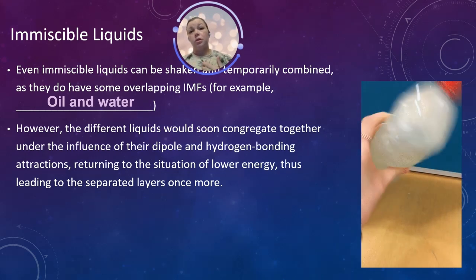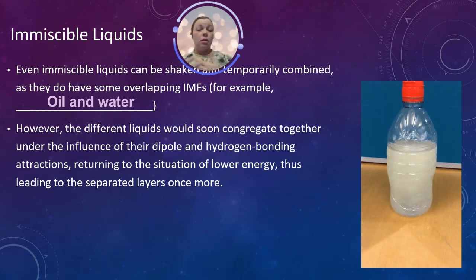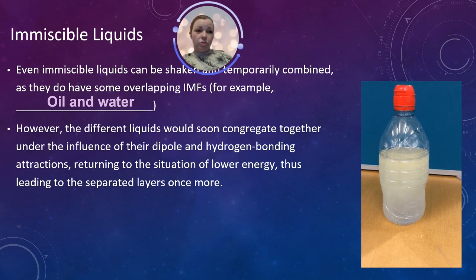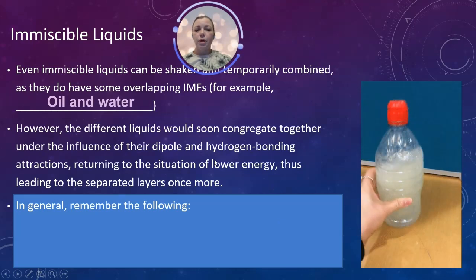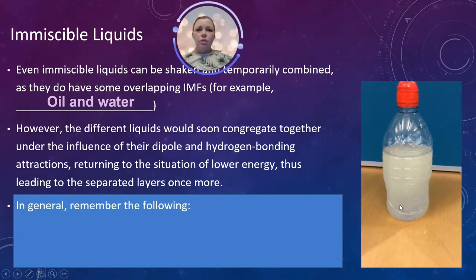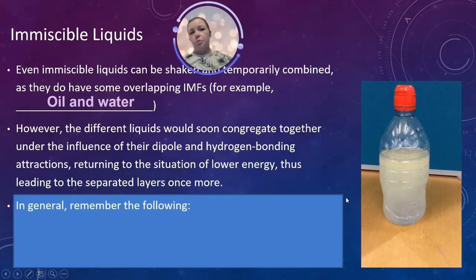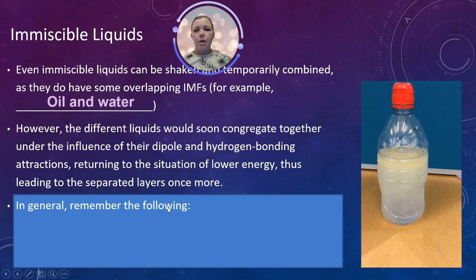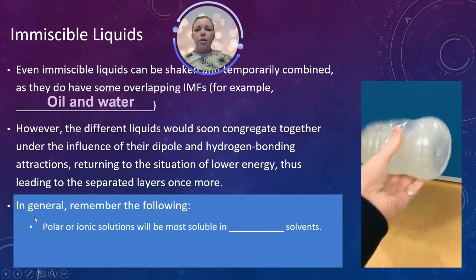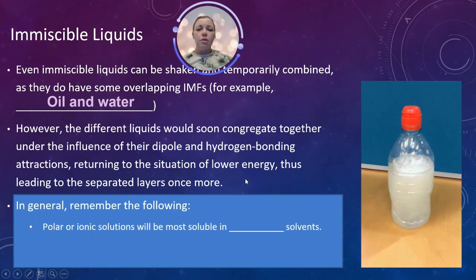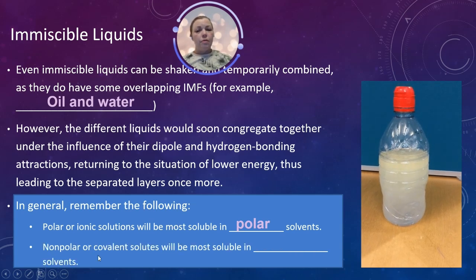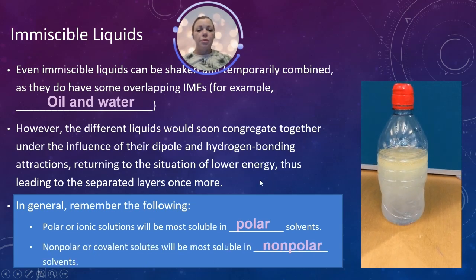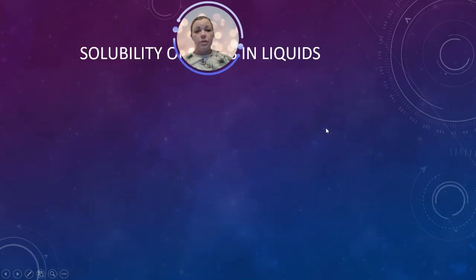So when a water encounters another water, it will hydrogen bond. And then that's why you end up with these clumps of water molecules together, and then they kind of find each other and you see the separation. Okay. And this is all based on energy, right? That's a lower energy state, and so that's why nature settles out that way. So in general, remember the following. Polar or ionic solutes will be the most soluble in polar solvents, whereas nonpolar or covalent solutes will be the most soluble in nonpolar solvents.